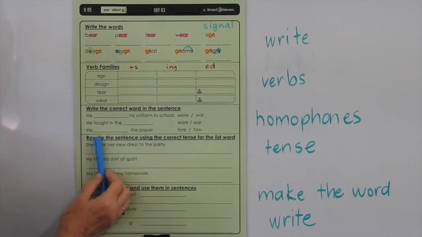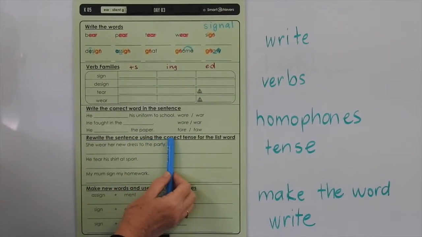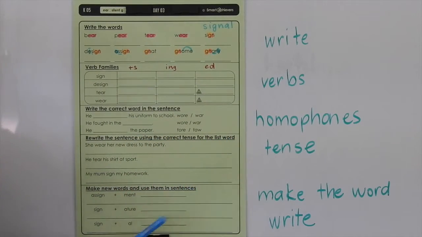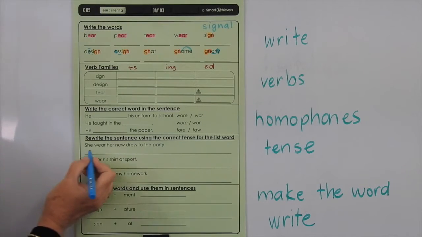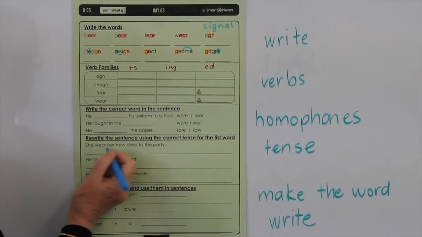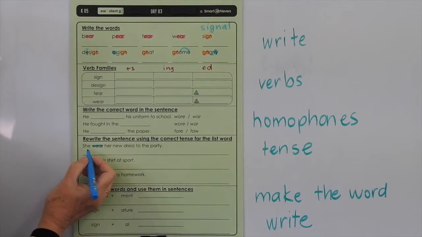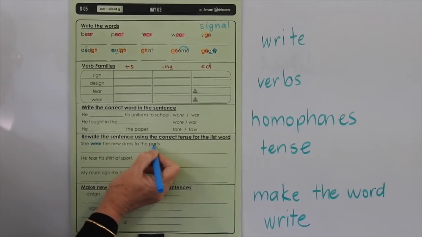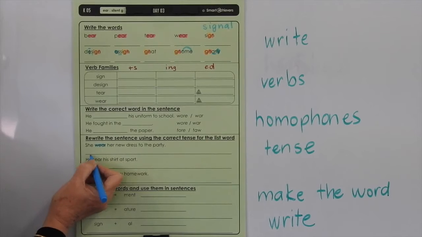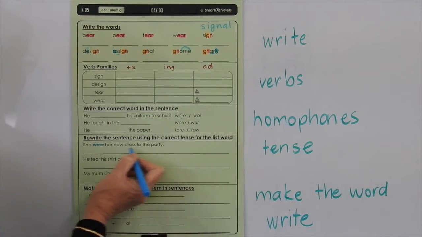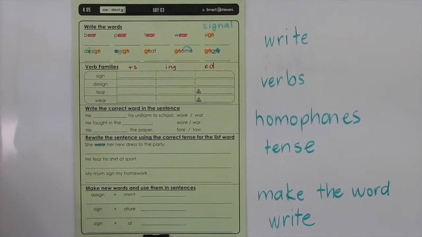So you can fill in those missing words and rewrite the sentence using the correct tense for the list word. Now you'll need a highlighter here to highlight the incorrect word, the verb that has the wrong tense. So she wear her new dress to the party. So it shouldn't be she wear her new dress to the party, it should be she wore her new dress to the party. So you have to highlight the incorrect verb tense and then write the sentence correctly with the verb in its correct tense.